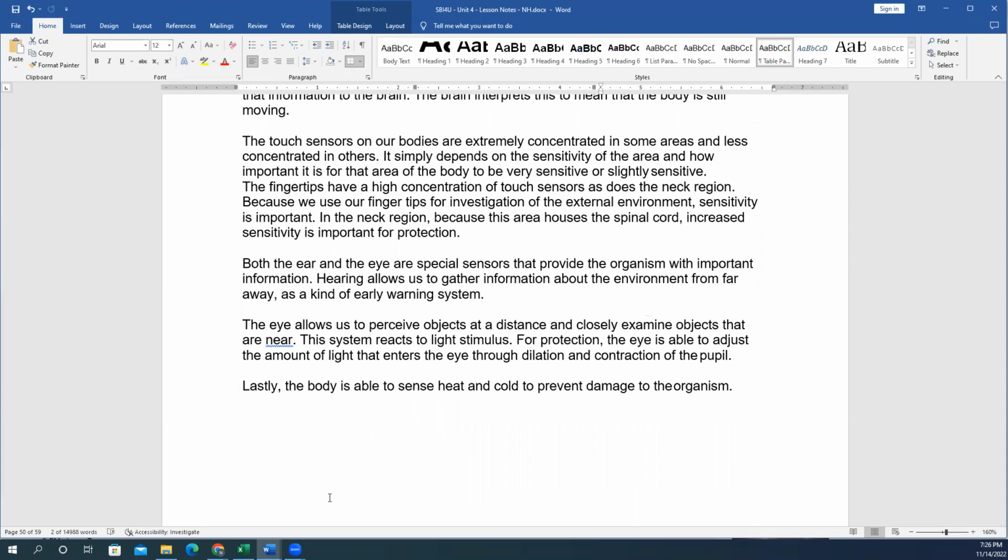And this visual system, the eyes, react to light stimulus. And for protection, our eye has the ability to adjust the amount of light that can enter the eye by controlling the dilation and the contraction of our pupil. And finally, our body is able to sense heat and cold in order to prevent damage to the organism.